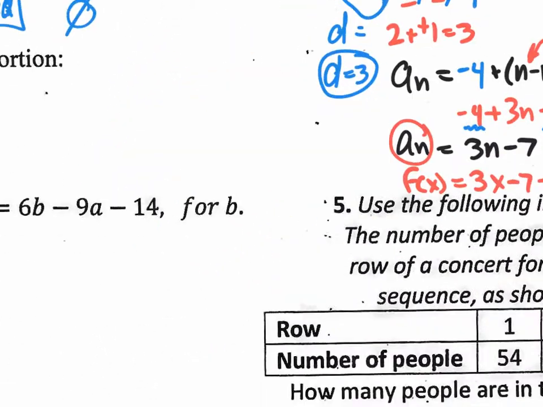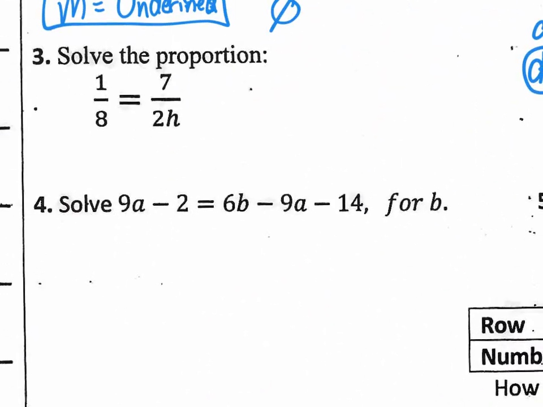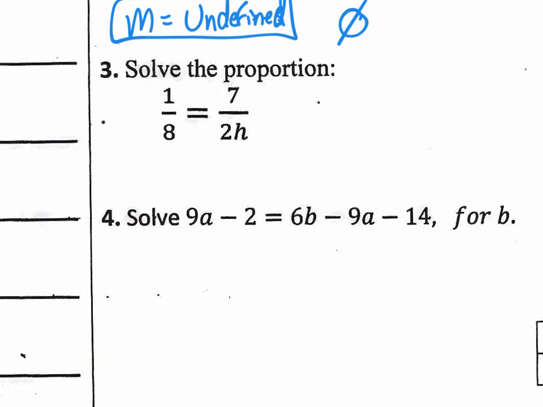Moving on, number 3. Number 3, solve the proportion. So what could we do when we have a proportion? We can cross multiply, right? So what do I really have? I have 1 times 2h equals 8 times 7.